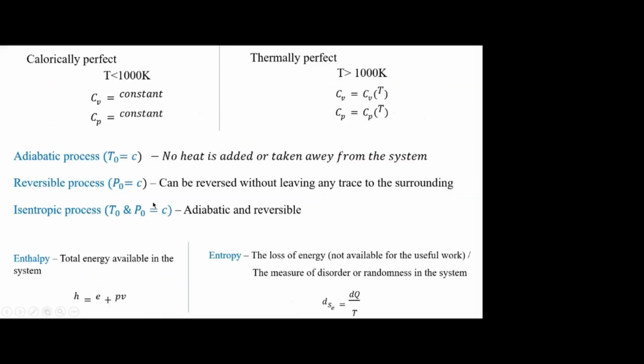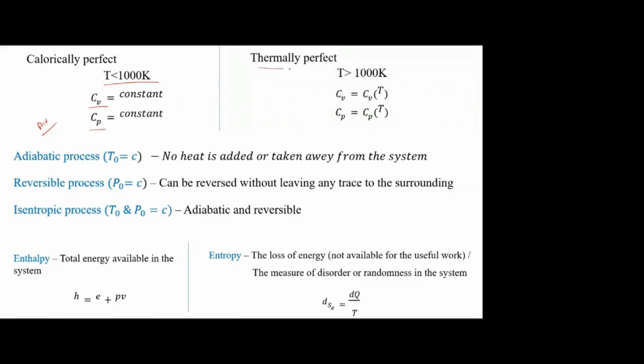Then next, in the perfect gas, again we have two types: calorically perfect and thermally perfect. In aerodynamics, whatever we use will mostly be a calorically perfect gas, because the temperature will be less than 1000 Kelvin. In that case, the Cp and Cv values are constant. If we are taking air, Cp is 1005, Cv is 717.